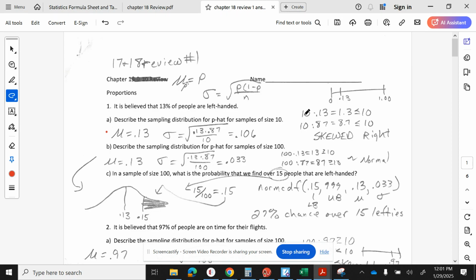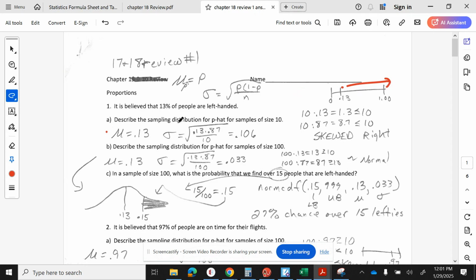You have to take 10 times 0.13, that's 1.3, that's less than 10. We already know it's not normal, but you have to do both. 10 times 0.87 is 8.7, that's less than 10. So therefore it's skewed right. How do I know it's skewed right? 13% is more on the left side. You'd have more room to go to the right this way than you do to the left. So it's going to be skewed right.